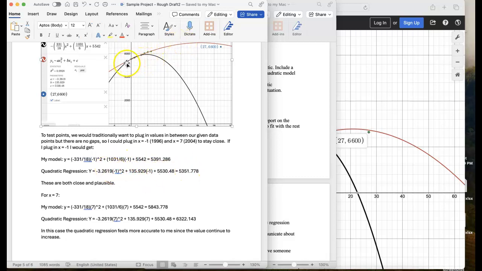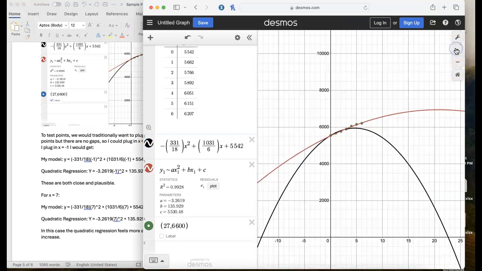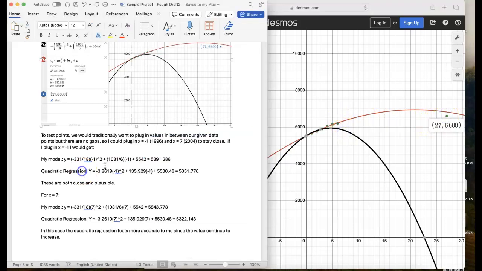For this one, these ones are really close. If you look at the values for x equals -1, these values are really close. So both of them are going to be quite close. But if you go to x equals 7, however, this is where they definitely diverge, and where I believe the quadratic regression model is more accurate. I don't think that the number of FM stations is going to go down, especially seeing where this data point is in the future. So I plug them in, and what I'm doing is I'm comparing the two models.